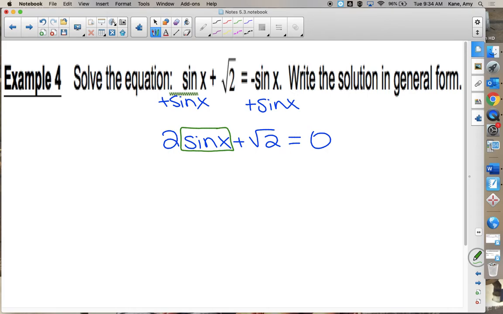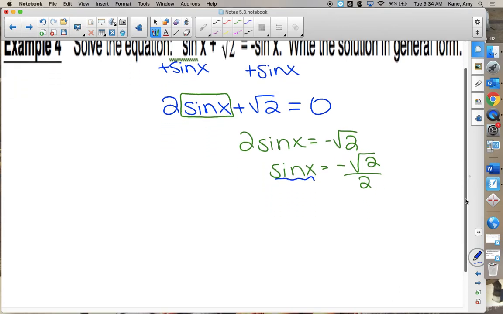How would you do that, Lauren? Yeah. So take the square root of 2 to the other side, and then divide by 2. Because this doesn't have a squared term, you just have to get the sine x by itself. We don't have to worry about factoring it because there's nothing squared in the problem. So now we have the sine x is equal to negative square root of 2 over 2. So the sine part is by itself. We've done all of the algebra, and now it's going back to the unit circle. So from the previous problem, we said sine was negative down below. And we know sine is y.